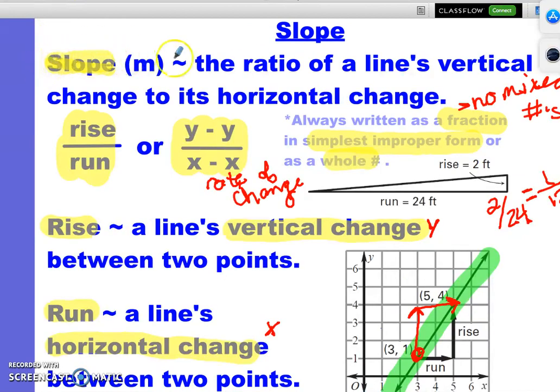So slope is going to be the ratio of a line's vertical change to its horizontal change. All this means is it's going to be a fraction. It's going to be a number or the rise over the run. It's going to also be the rate of change. The rate of change and slope are going to be or mean the same thing.